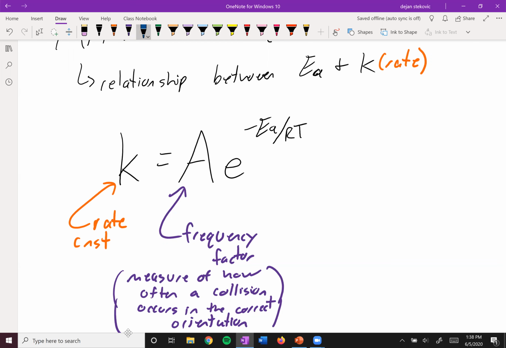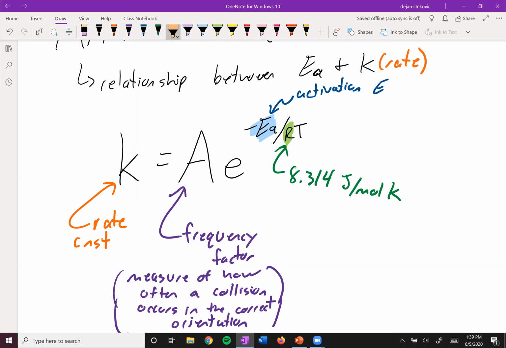Cool. E is just the mathematical function. EA is our activation energy. R is our gas constant. And since we're talking about energy, we want to use the 8.314 joules per mole Kelvin. And then T here is our temperature, and always this must be in Kelvin.